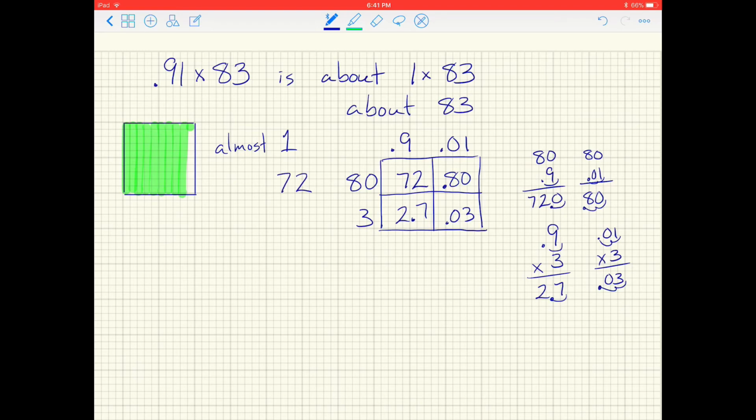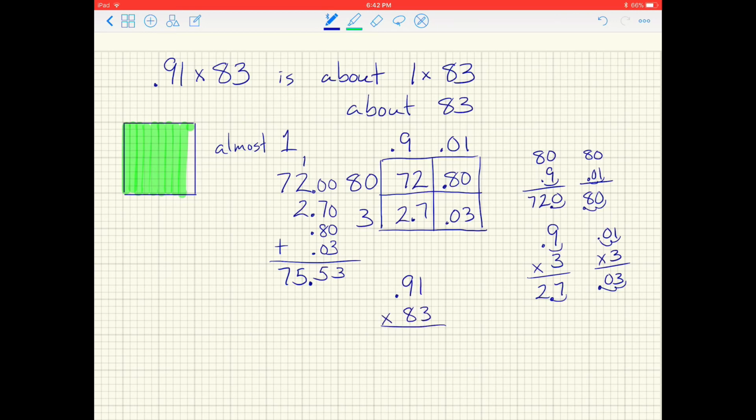72 plus 2 and 7 tenths. Got my 80 hundredths and my 3 hundredths. And I got my decimals all lined up, added in some zeros to make the addition easier to look at. So all those zeros plus 3, then 7 and 8 is 15. Altogether I got 75 and 53 hundredths, which is pretty close to 83. We said it'd be less.